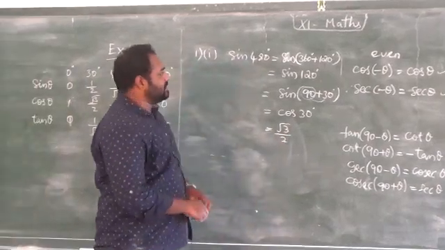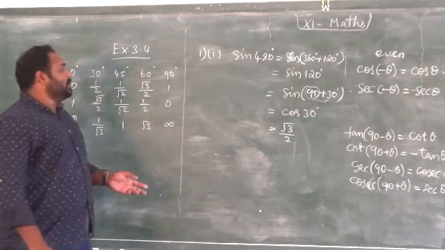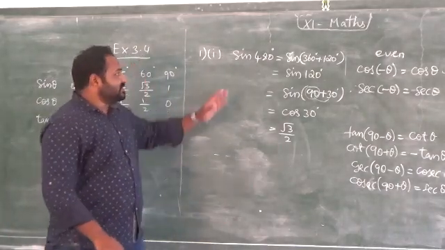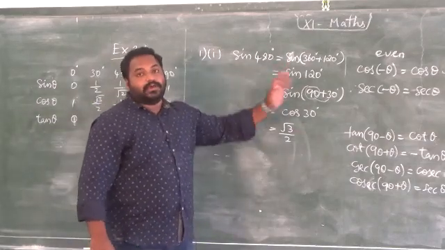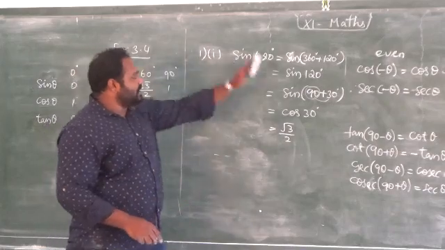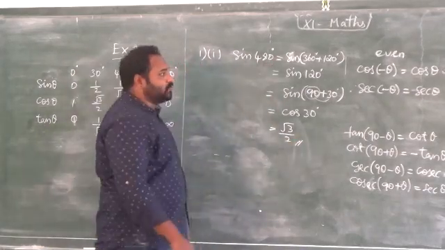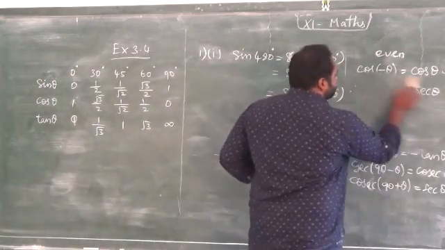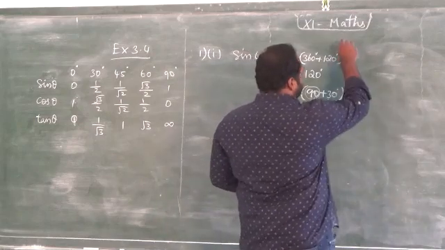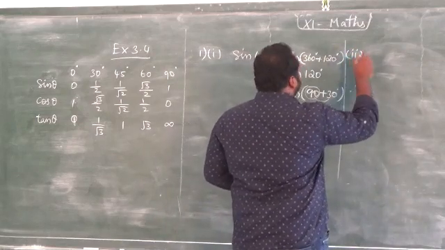So now you can understand how to find the value of angles more than 90 degrees like this. This is the way of finding values for angles more than 90 degrees in calculations. Here the sin 480 degree value is root 3 by 2. Now, second, we have some more subdivisions given.